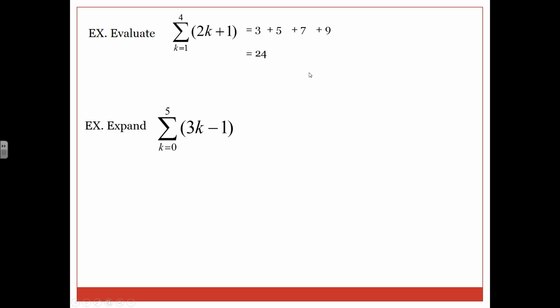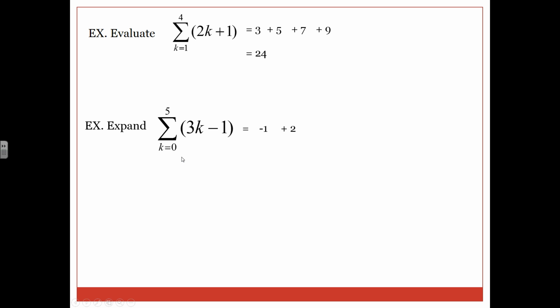Okay, let's see if you're right. The first term I'm going to get when k equals 0. So I'm going to plug 0 in for k. 0 times 3 is 0, minus 1 is negative 1. So that gave me my first term when k was 0. Now, increase that by 1, I get k is equal to 1, plug 1 in for k. So 3 times 1 minus 1. So 3 minus 1 is 2. So that's the second term, when k was 1.